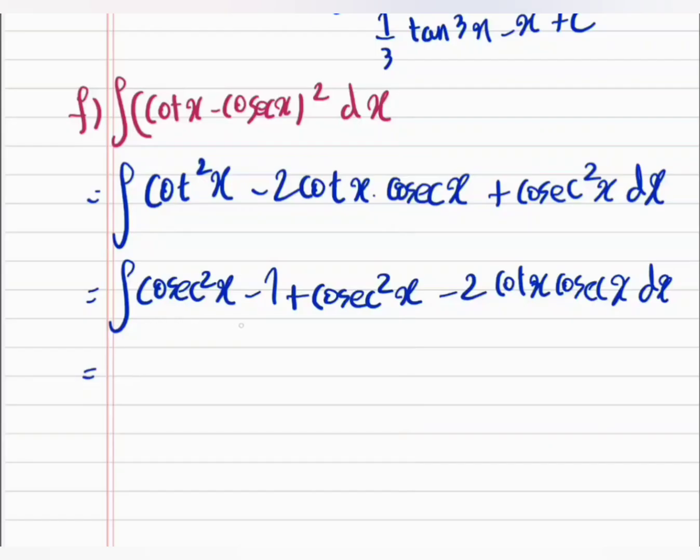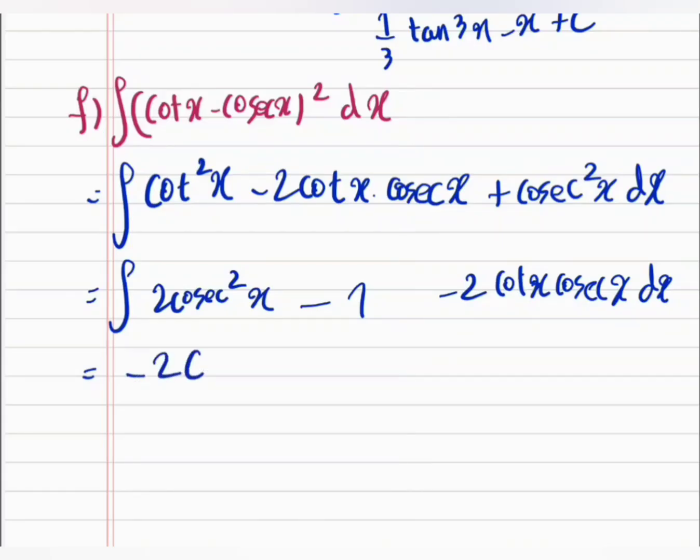Now this is in a form where all of these are just standard results. First of all, cosec squared x plus cosec squared x just makes 2 cosec squared x. So I'm just going to write 2 cosec squared x minus 1, and the rest doesn't change. At this point, we just need to use the standard results, because cosec squared x simply integrates to minus cot x. So we'll get minus 2 cot x. Minus 1 integrates to minus x. And then cot x cosec x integrates to minus cosec x. But since here it's minus 2 cot x cosec x, it's just going to be the opposite, so it will be plus 2 cosec x plus c.